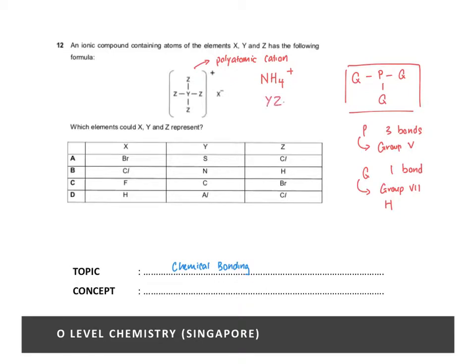Alright, so if you check and you relate the unknown polyatomic ion to whatever that we have learned in syllabus, that will allow you to establish that Y could be nitrogen and Z could be hydrogen, and so try to look for an option that is consistent with that, and that would allow us to know that the answer is actually B. Alright, so the structure of the compound shown, it actually represents the compound ammonium chloride.